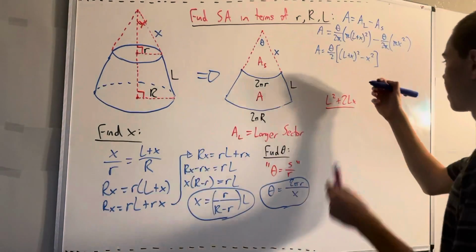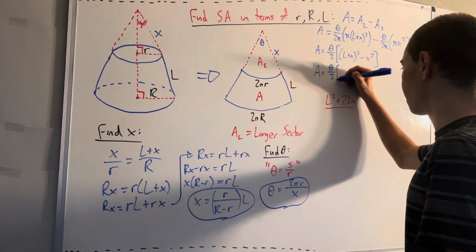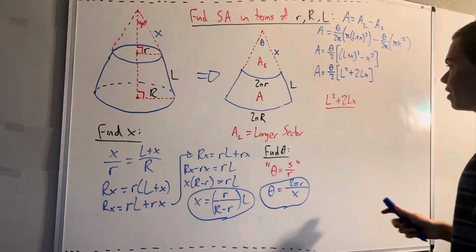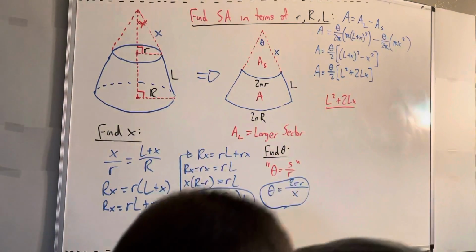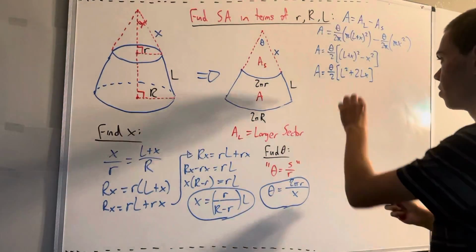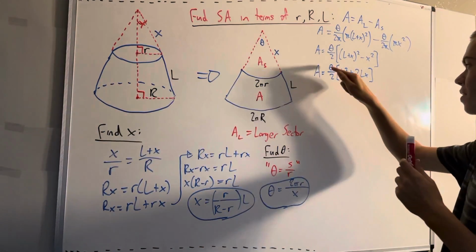And that's what we're gonna write inside these brackets: theta over 2 times L squared plus 2LX. And now at this point, we are able to substitute for X in theta, right? We're able to substitute theta for what we have here, except there's something going on here. Notice how it's theta over 2.